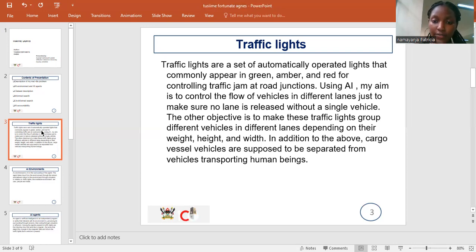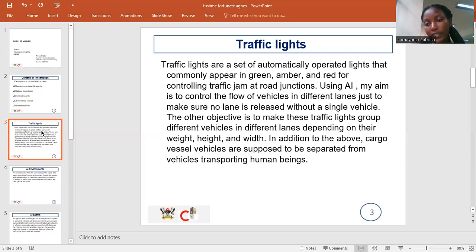The other objective is to make these traffic lights group different vehicles in different lanes depending on their weights, heights, and widths, and also depending on what they are carrying. Are they transporting goods? Are they transporting people? Cargo vessel type of vehicles are always huge and require big space, so it would be very good if we split them from vehicles transporting human beings.